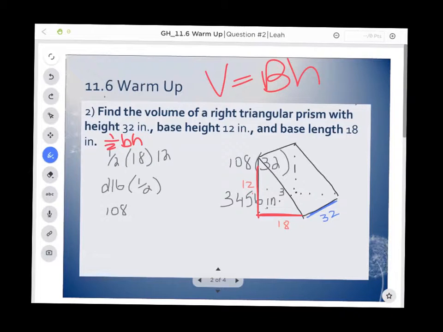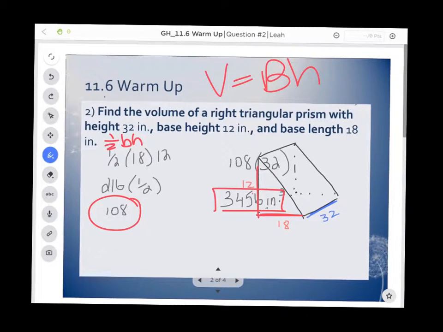1/2 of 18 times 12, you should have gotten 108. And then the height of the prism is 32, and 108 times 32 is 3,456, which would be the volume of this solid. Good job, Leah. Matt.